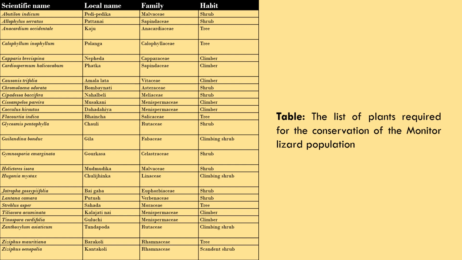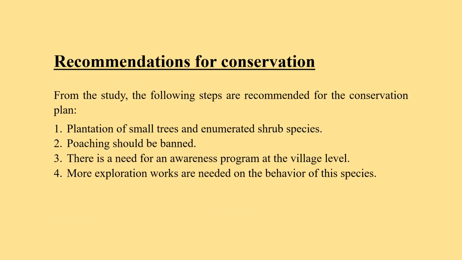And according to our observation, we have listed 25, but there are more plants. There are 25 plants that we documented as required for the conservation of this monitor lizard. These include some shrubs, some trees, some climbers. These are all important for their conservation. And this is the recommendation from us for their conservation: plantation of small trees and the enumerated shrub species that we found during our study.